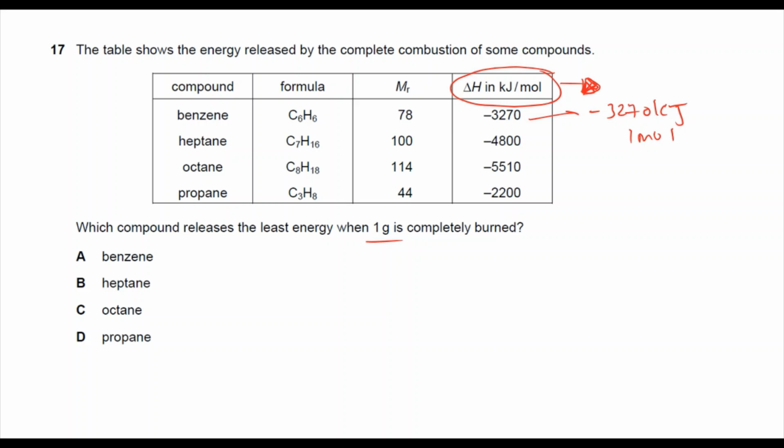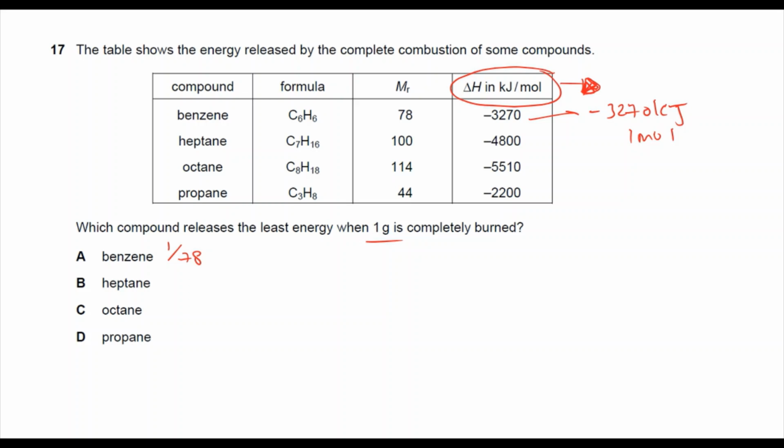This is what it means. So for 1 mole, these are the values of energy given. I'm going to use the ratio method here. First, let's write the number of moles that we are discussing in the question. That's the mass divided by the Mr. So it's 1 over 78.